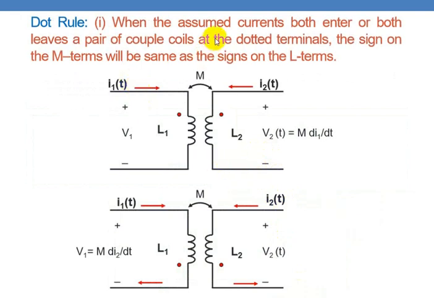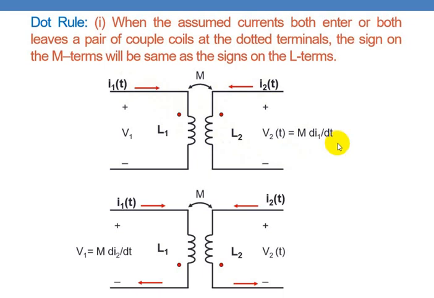1. When the assumed currents both enter or both leave a pair of coupled coils at the dotted terminals, the sign on M terms will be the same as that of the sign on L terms. Let's say here, they are mutually coupled. In both windings, the current is entering. I1 of t is entering this dotted terminal, I2 of t is also entering the dotted terminal. So in this case, the mutual inductance voltage will be M into di1 by dt.